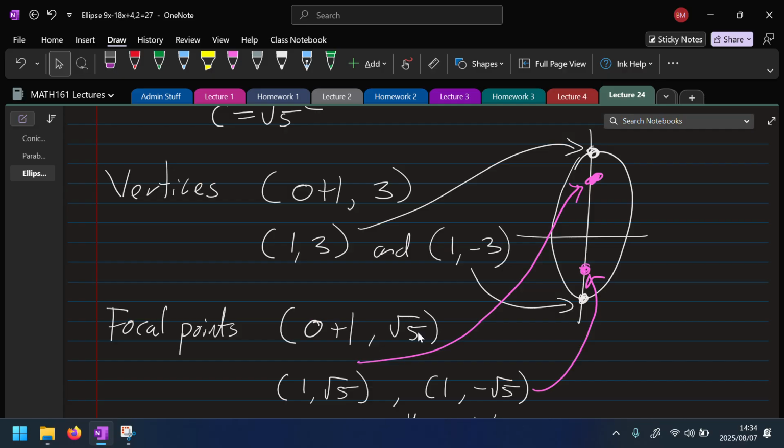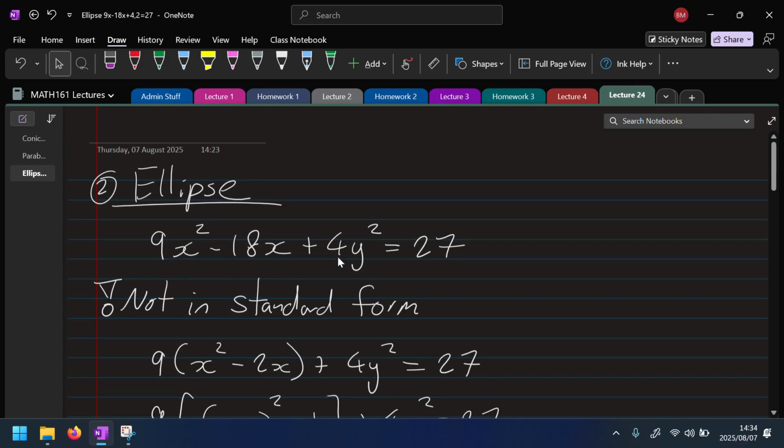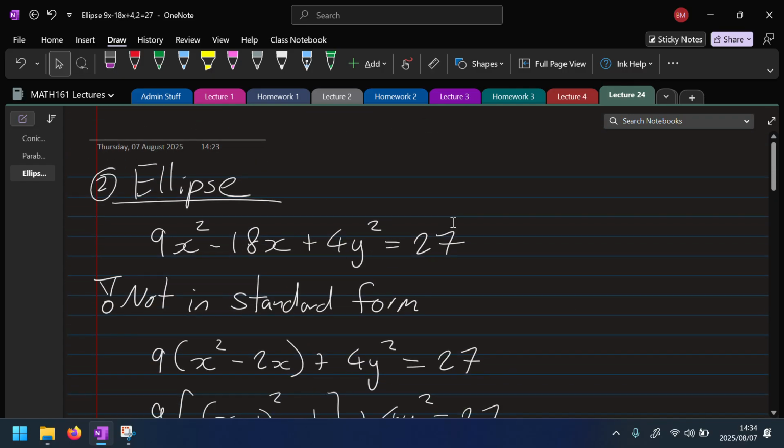Yep. Question asked us: sketch the following function. You'll get something like this, something like that, and the question will say, sketch this.